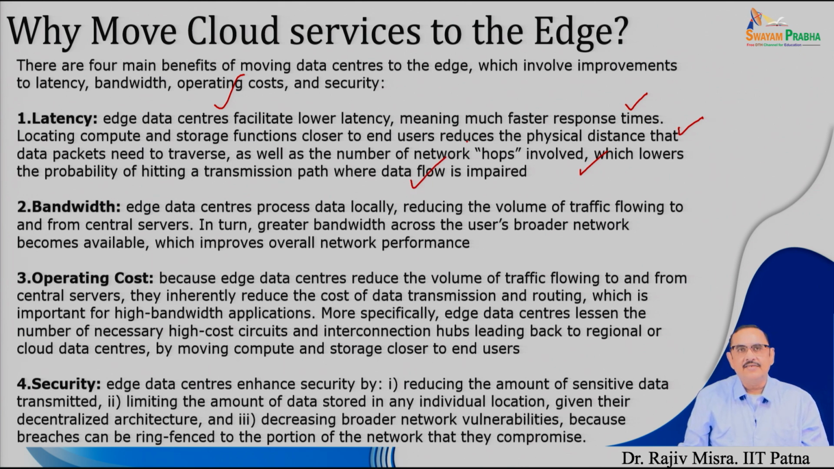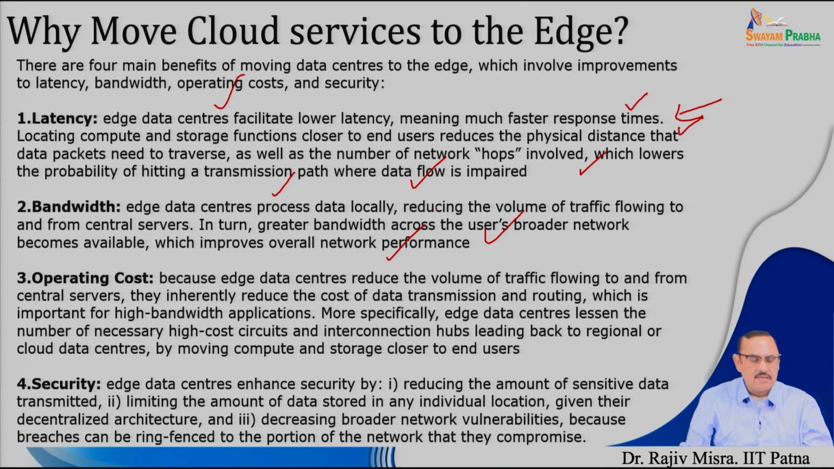So, therefore, latency is one of the most important criteria for moving the cloud services to the edge. The second important thing is bandwidth. Edge data centers process the data locally, reducing the volume of data traffic flowing from the central servers, so that is avoided. In turn, greater bandwidth across the broader network becomes available, which improves the overall network performance.